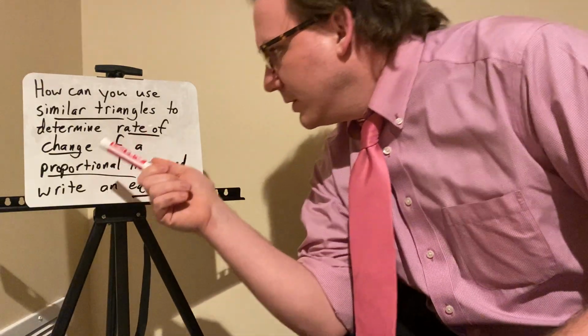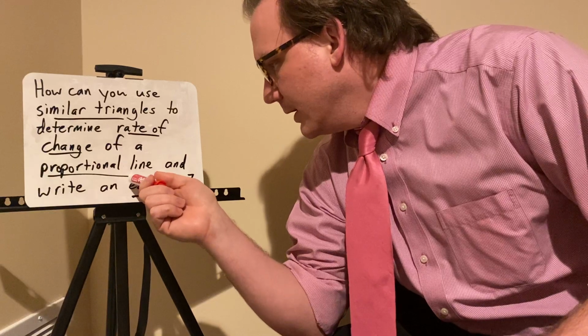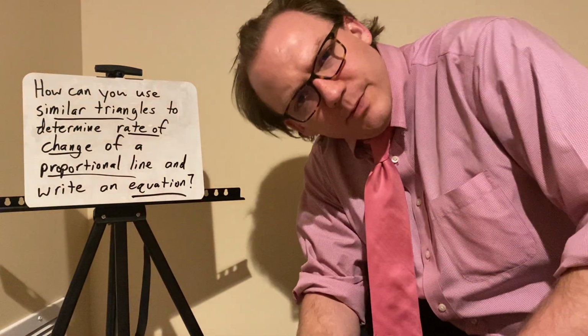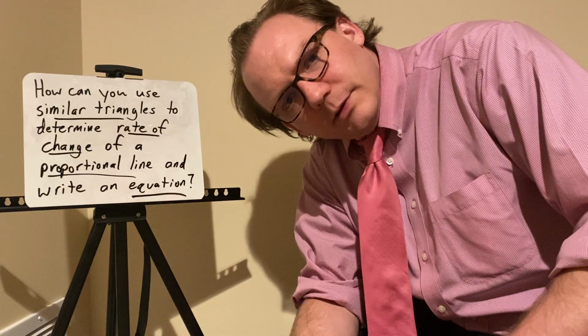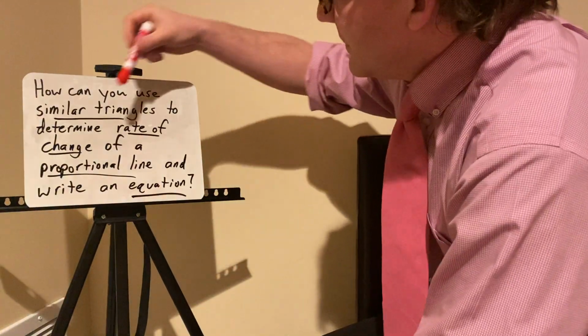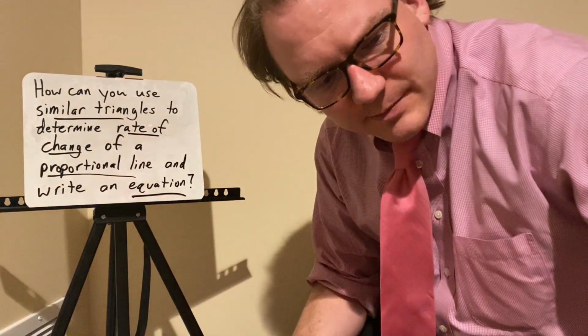How can you use similar triangles to determine the rate of change of a proportional line and write an equation? There's a lot to unpack in this. This is probably the most difficult whiteboard I have here. So here we go. Similar triangles are triangles that have the same angles but not necessarily the same side lengths.